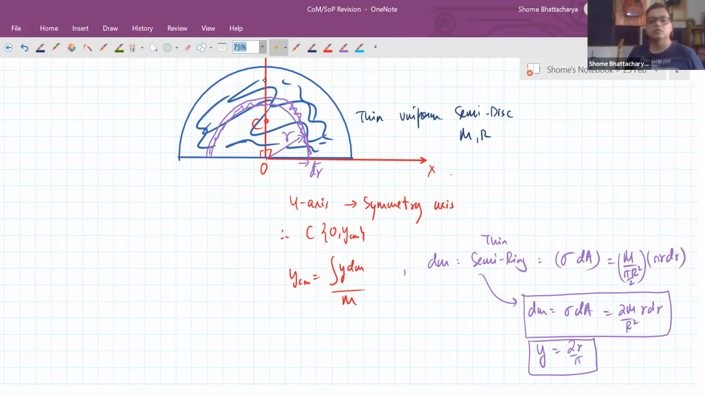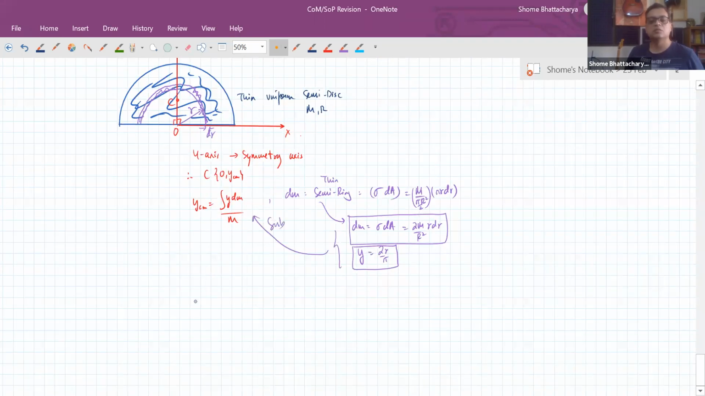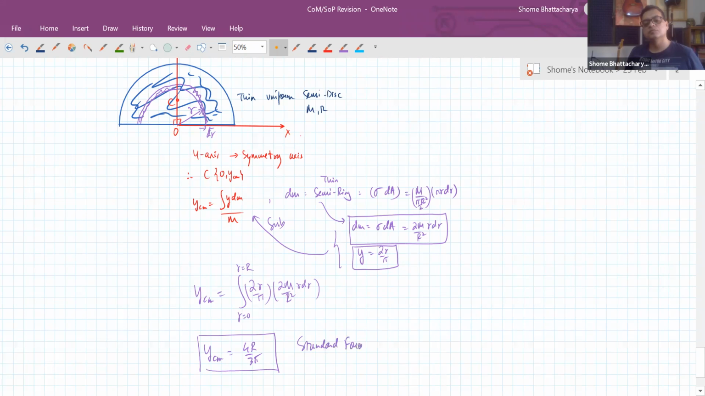So by completing this substitution, by substituting these here, we will see that we'll get the y coordinate of the center of mass as 4r by 3 pi. So again, this is a standard formula that you should remember. Center of mass of a semi-disk.